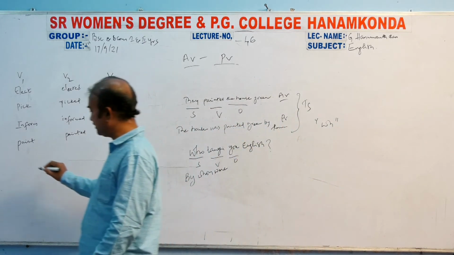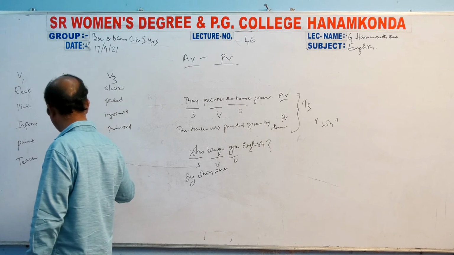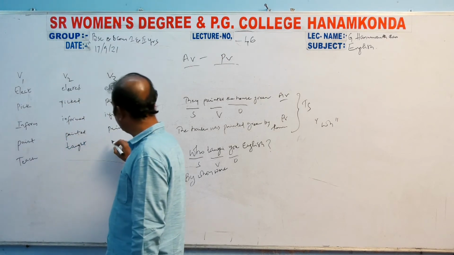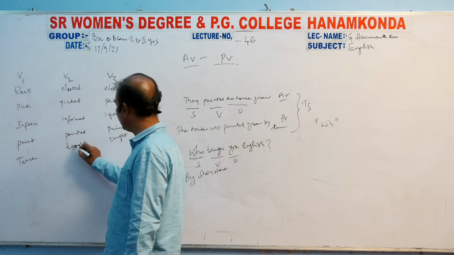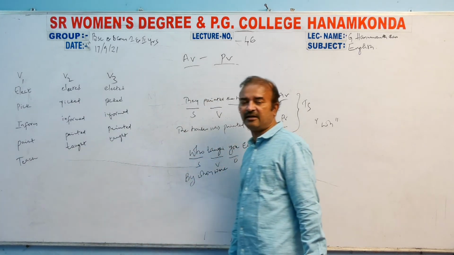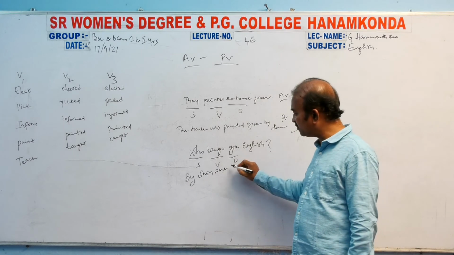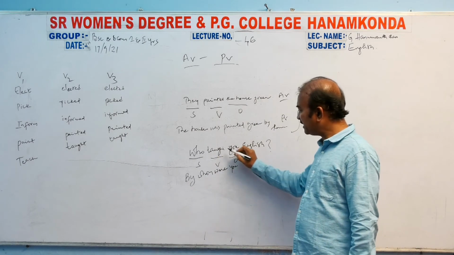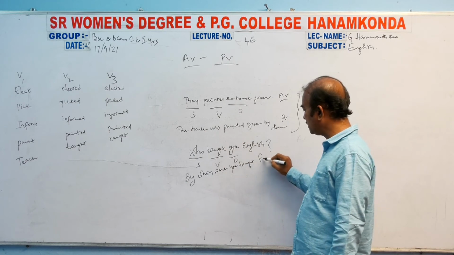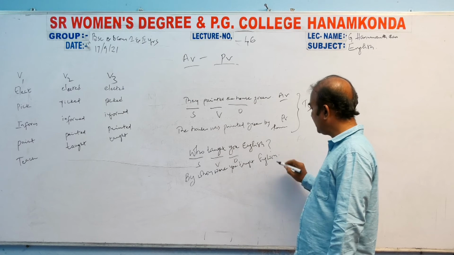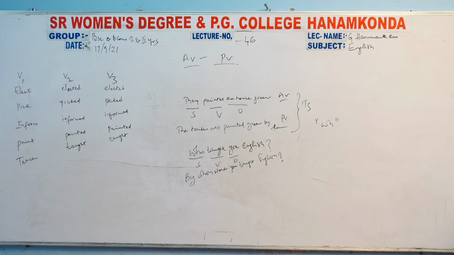Let me put it here like this, girls. Teach, taught, taught. Check this one. By whom were you? Bring this you now. What's the past participle, girls? V3. Taught English. This is the answer. By whom were you taught English?